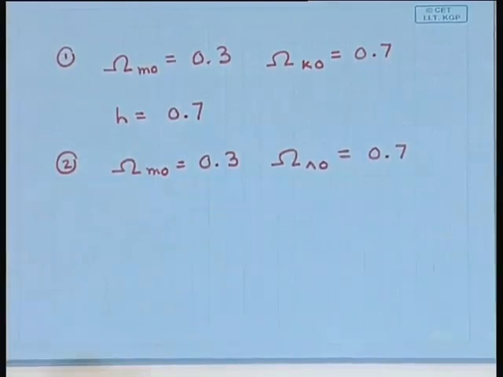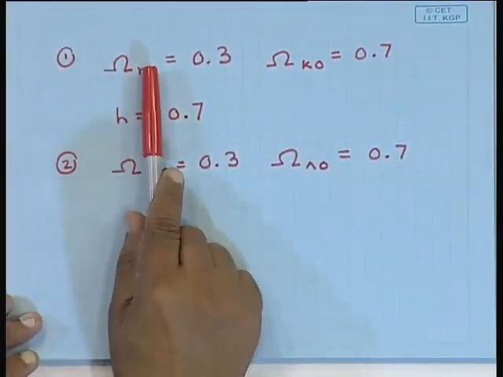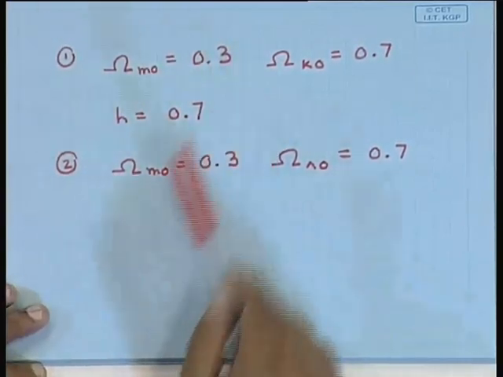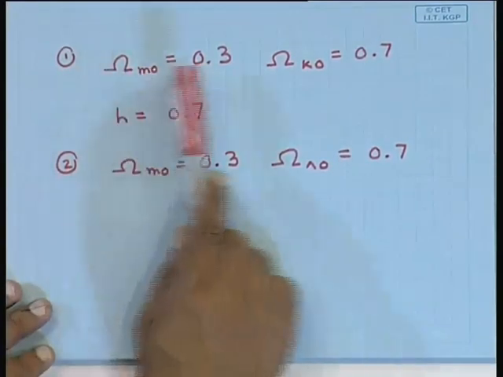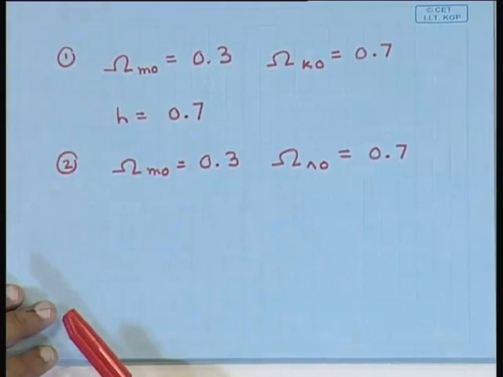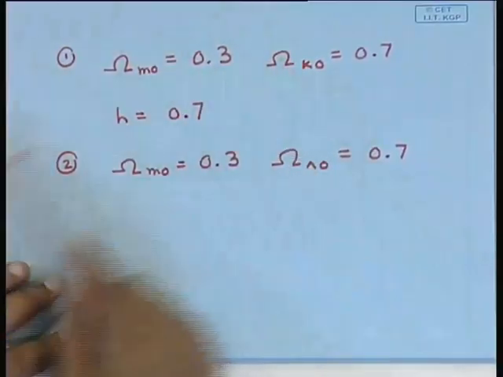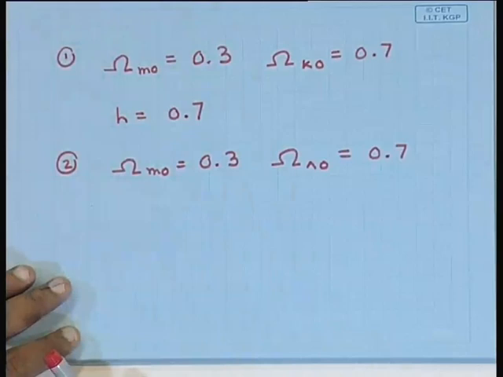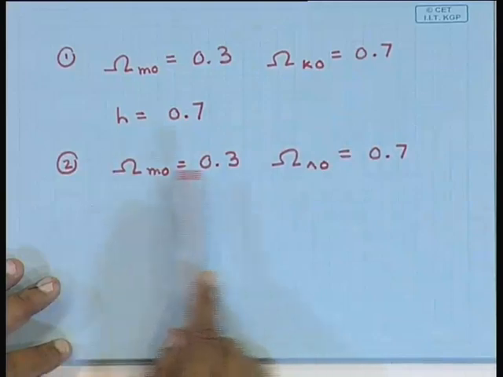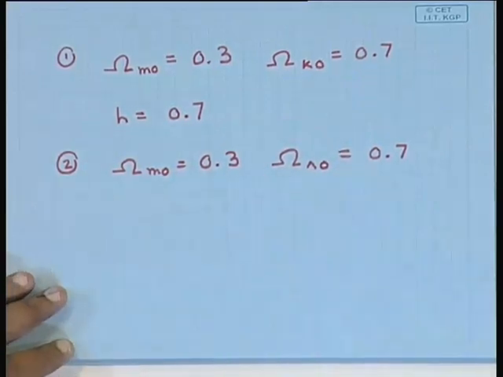Basically there are observations which tell us that omega matter at present is 0.3. So, we are considering two possibilities now. The sum of all the omegas has to be 1. We know that radiation makes a very small contribution, so it is essentially negligible at present. So we are considering two possibilities. One, where the rest of it is in the form of curvature, and the second, where the rest of it is in the form of a cosmological constant.